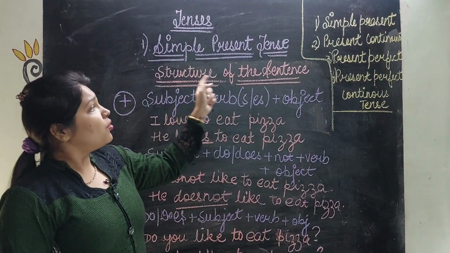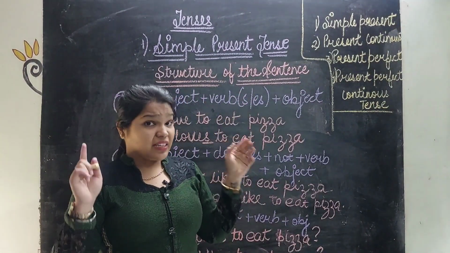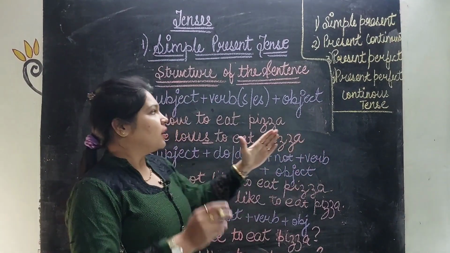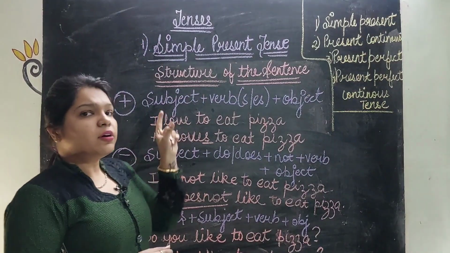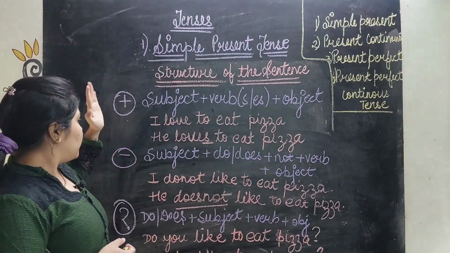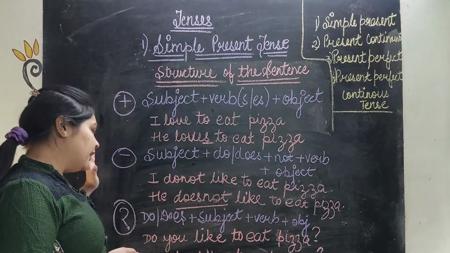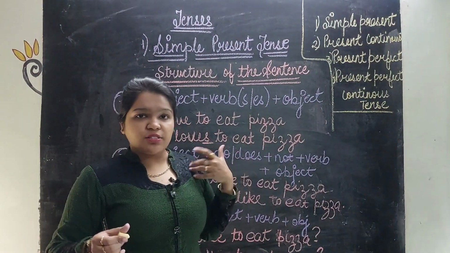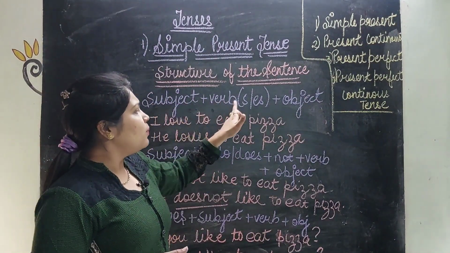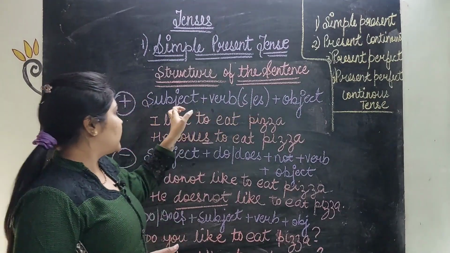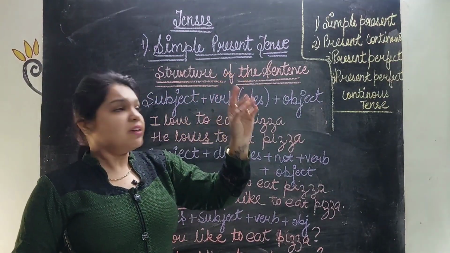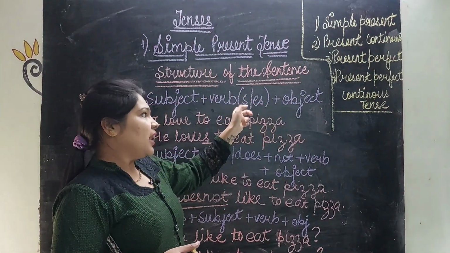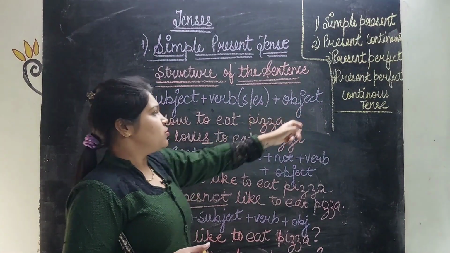Let's start with the structure of the sentence. How to frame a sentence in a properly structured way. We'll be telling you more rules, again with the positive sentence, rule number 1, with the negative sentence, and with the question sentence. First, subject, as you all know, subject plus verb. In a verb, if the subject is I, you, we, they, we won't add s or es, and if it is he, she, it, we will add s or es, plus object.